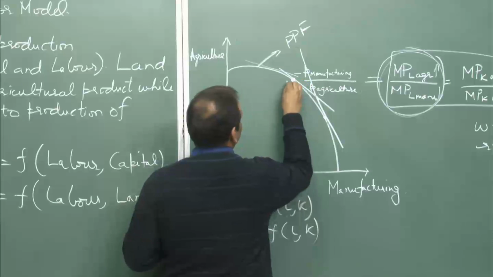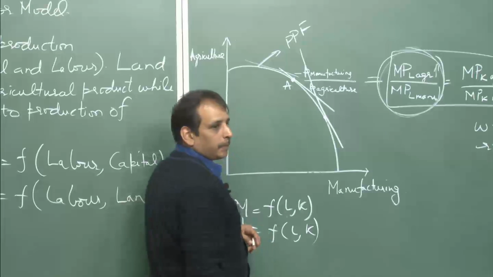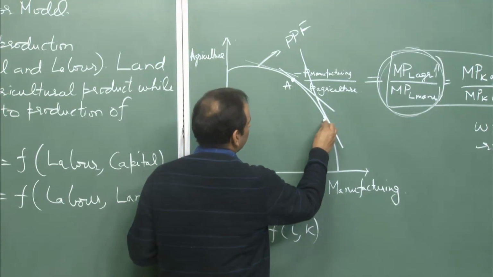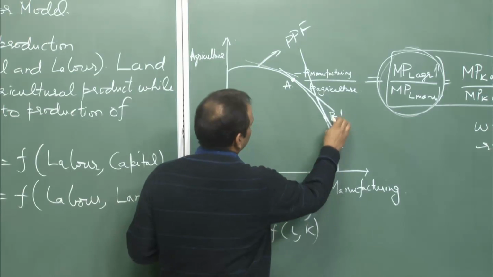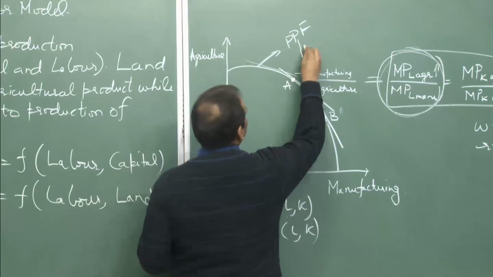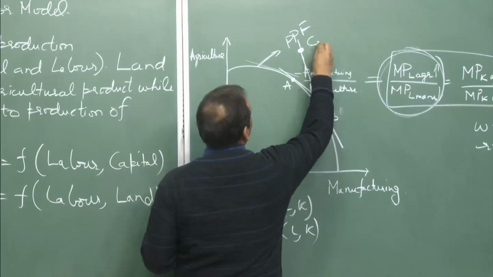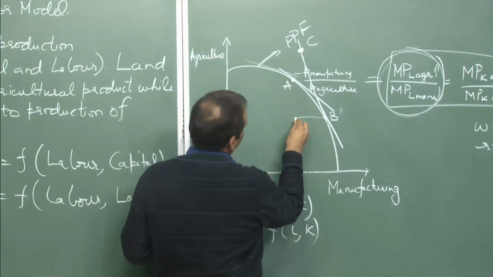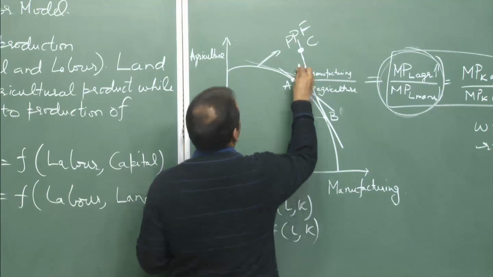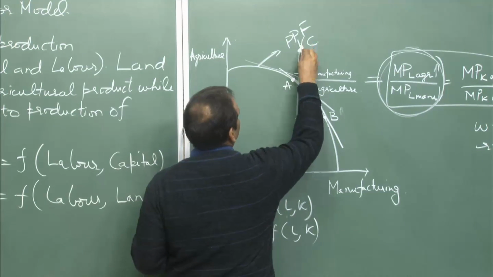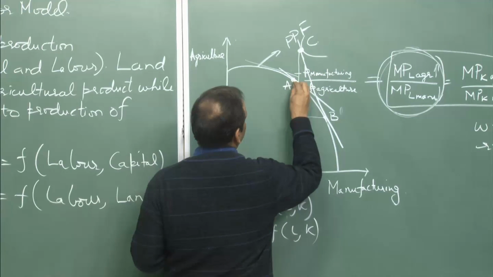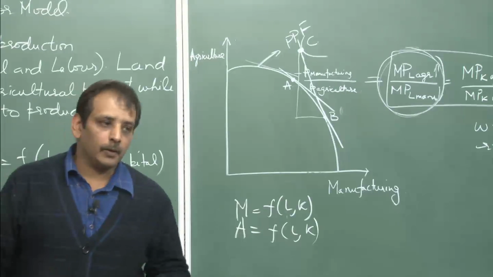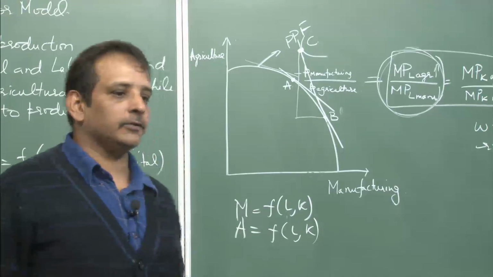You were here earlier. You get a higher price for the good that you're producing. You reach a point like B, and then you reach a point like C, because you can export some part of the manufacturing and import some part of agriculture. So you are on a higher indifference curve. You were here earlier, you reach a higher indifference curve, you get a higher level of satisfaction.